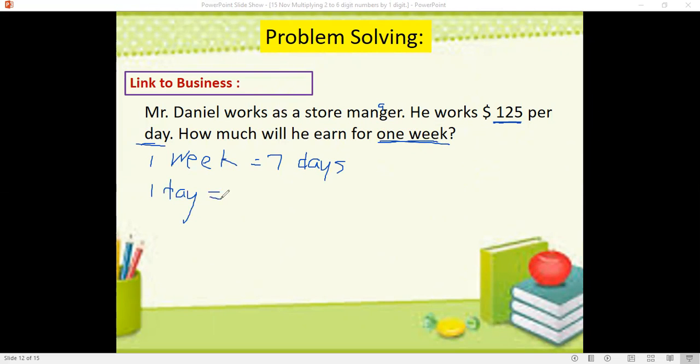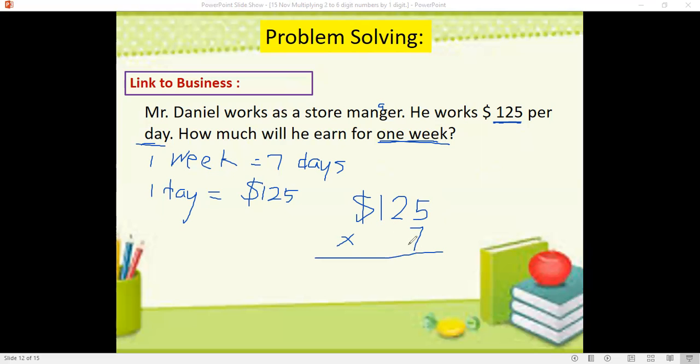how much? $125. Or let's say 125 dinars. That's too much for a day in Bahrain, isn't it? Now, so that we know how much he's earning for 1 week or 7 days, we need to multiply. Instead of saying 125 plus 125 7 times, it's better to multiply. All right, so let's multiply now. Let's check how much he is earning for a week. So let's multiply for 7 days.